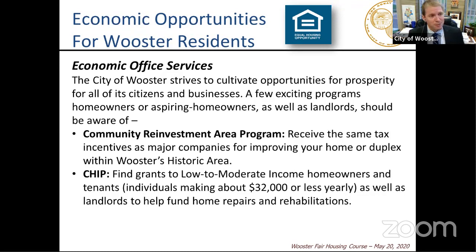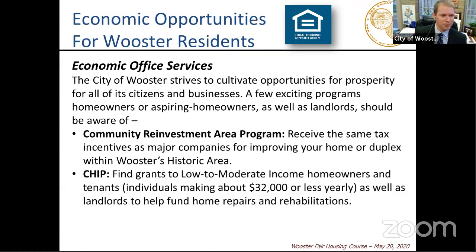We also want to chat briefly about some economic opportunities, and this is available for individuals who are looking to strengthen their options with housing and securing a home in Worcester. So the Economic Development Office side of it, which is the realm that I typically work with, works to help encourage housing through new development or redevelopment. And one of the programs that we work with is what's called the Community Reinvestment Area Program.